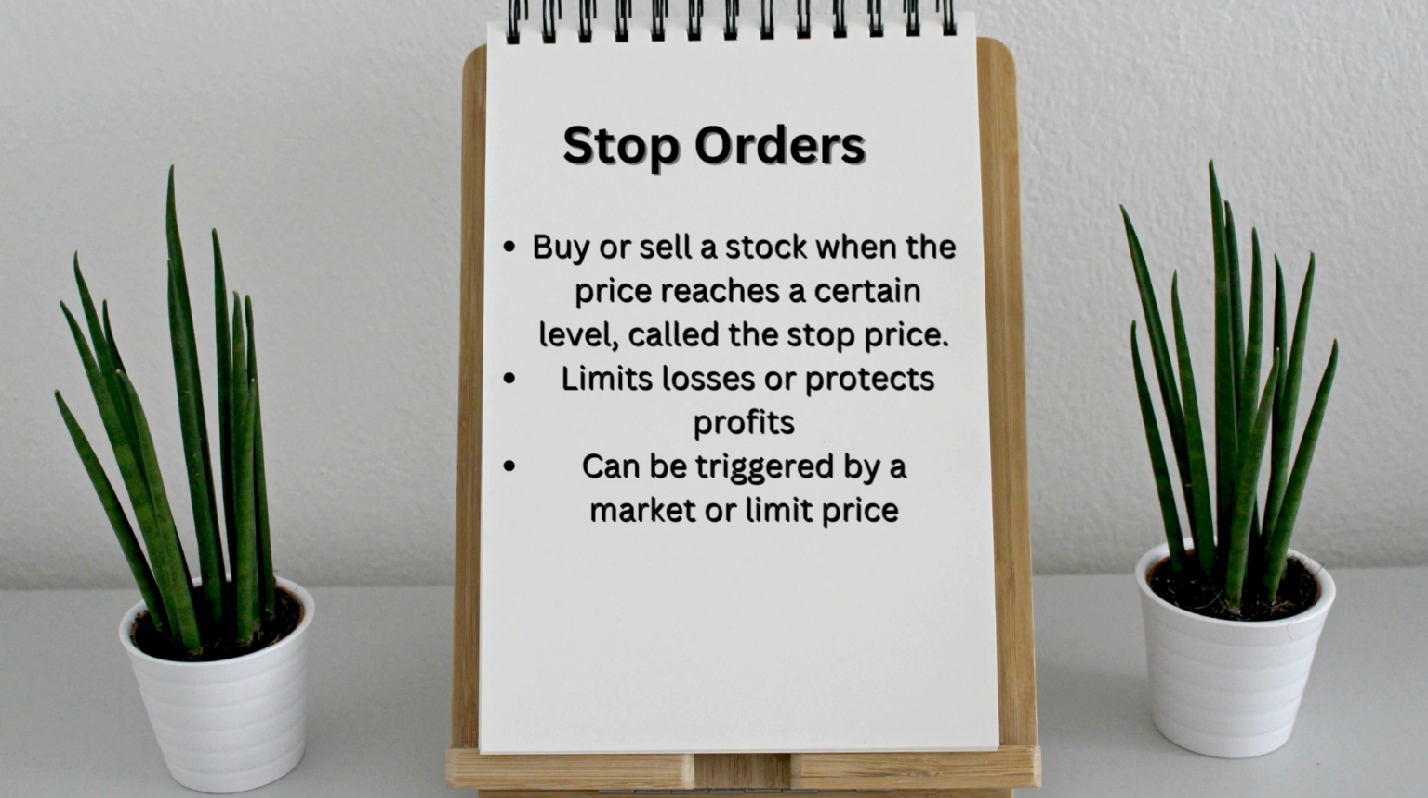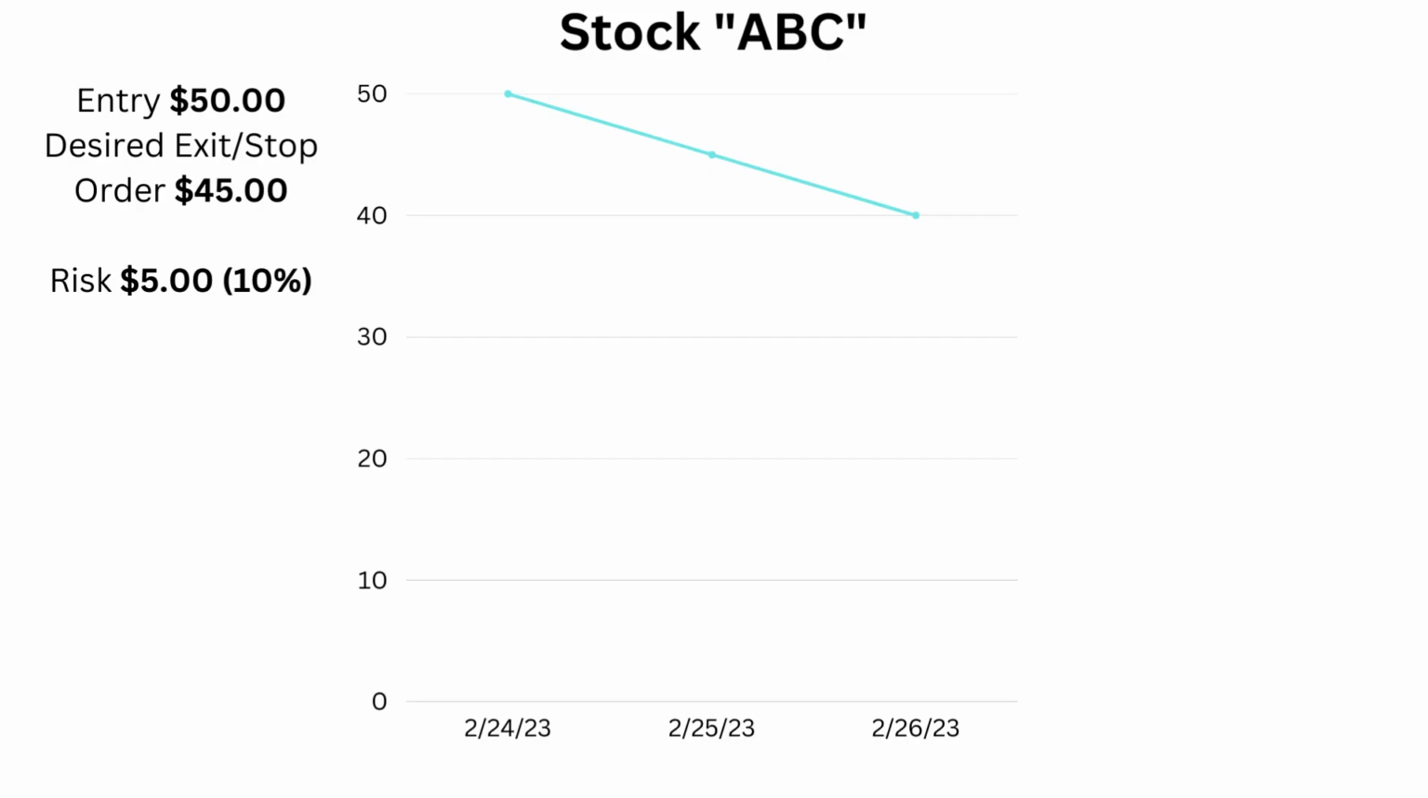So, for example, if you own a stock that you bought at $50 per share and you want to limit your losses to, let's say, 10%, which would be $5, you can set a stop order at $45 per share. And if the stock price drops to $45 or lower, your order will be executed and you'll sell the stock. Now, stop orders can be triggered by a market or a limit price, and that depends on your preference.